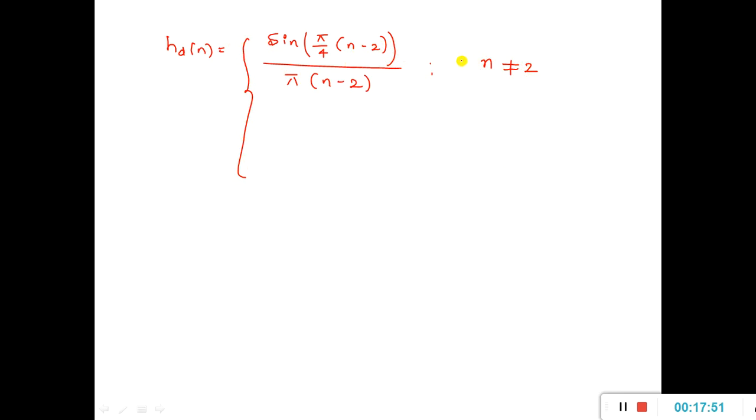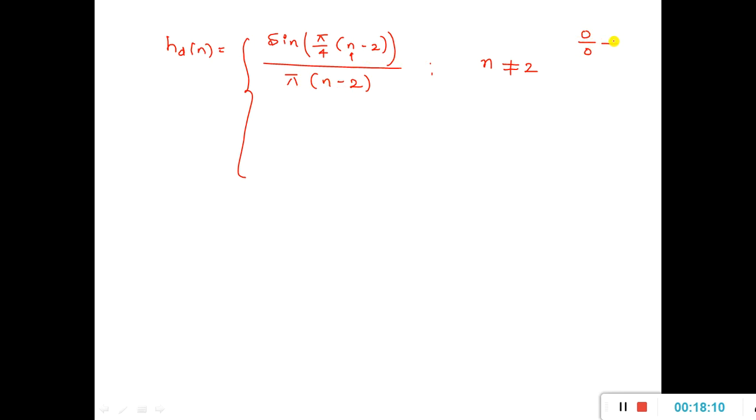What happens if n equals 2? So put n equal to 2 here. 2 minus 2 becomes 0. 0 into sine 0 is 0. And in the denominator, put n equal to 2; 2 minus 2 is once again 0. 0 into anything is 0. So the numerator is also 0.